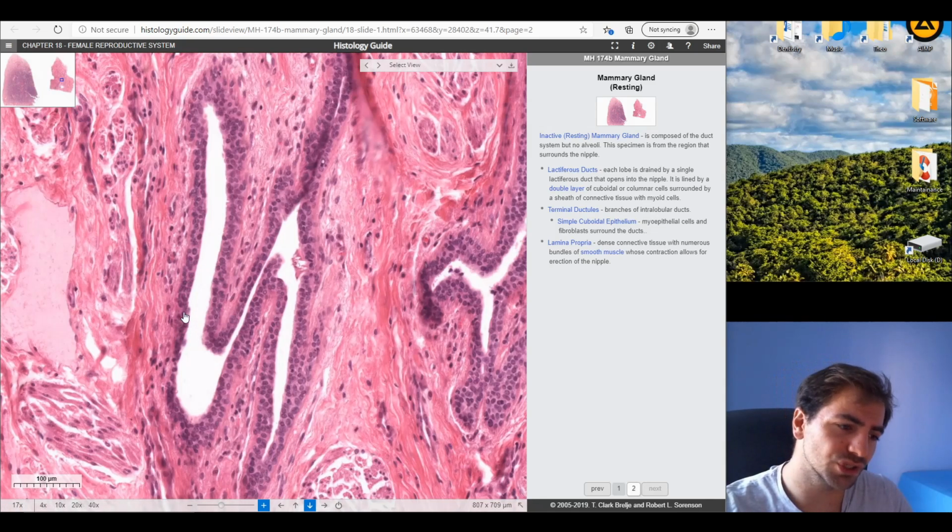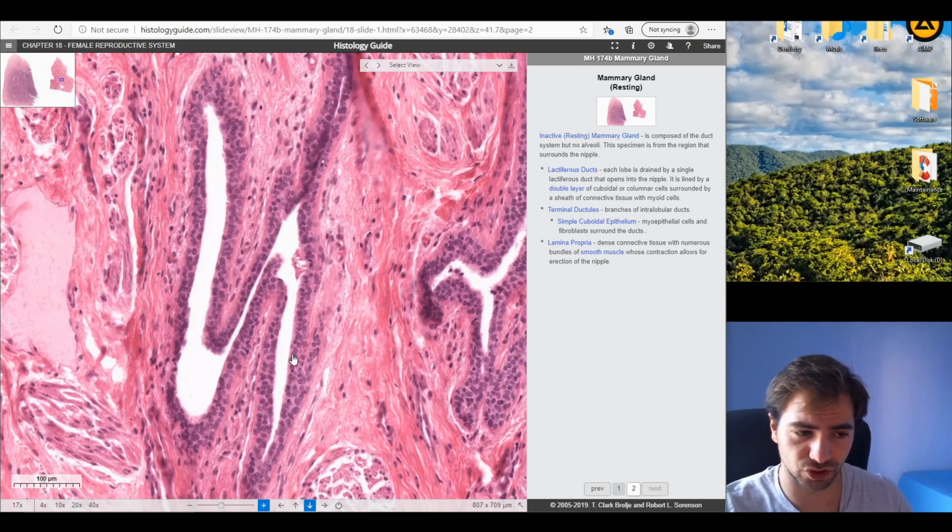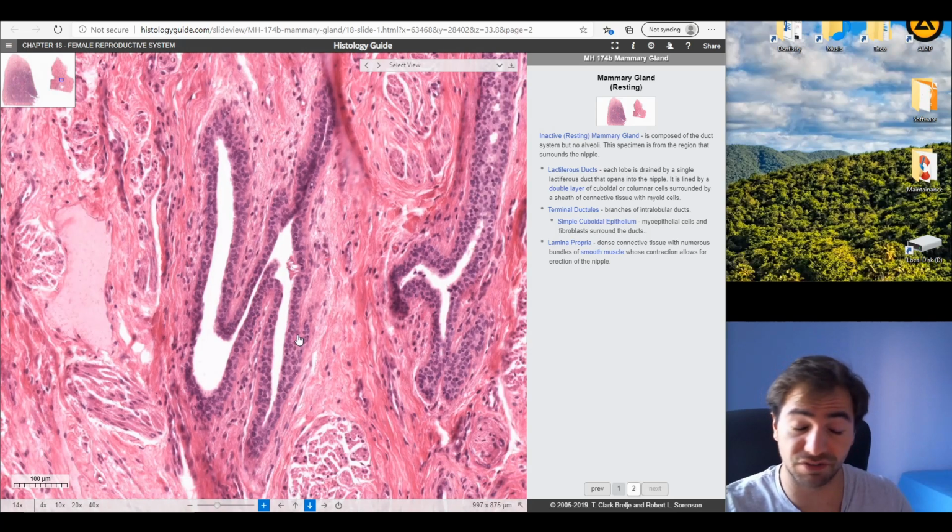We're going to find the more typical appearance of the stratified cuboidal to columnar epithelium in this case, and this is a much more compressed morphology because of the amount of smooth muscle and the amount of connective tissue surrounding it.